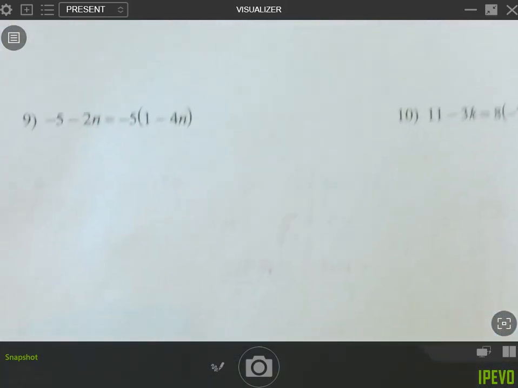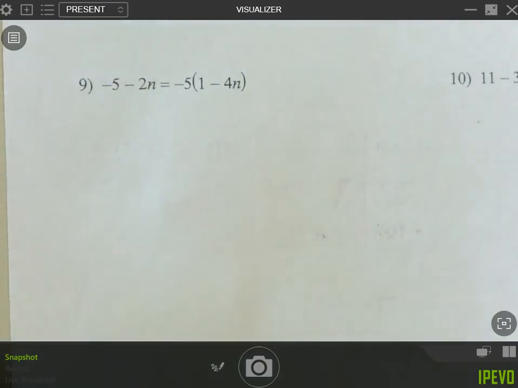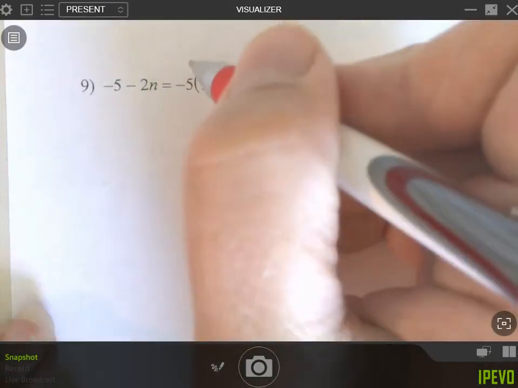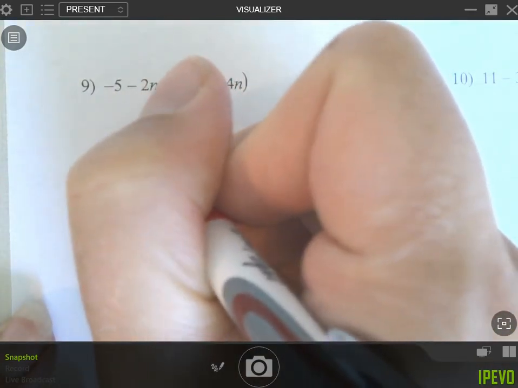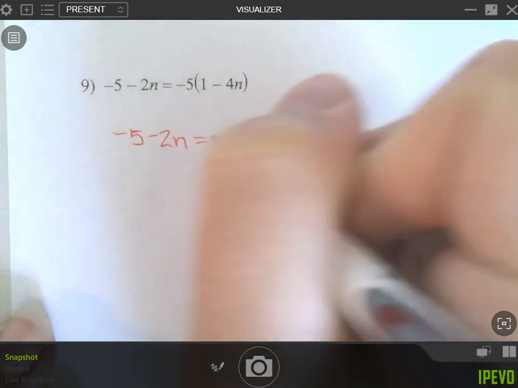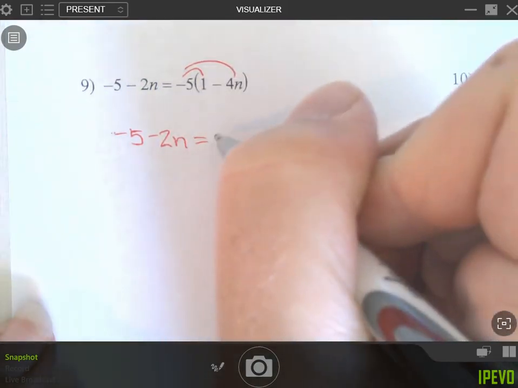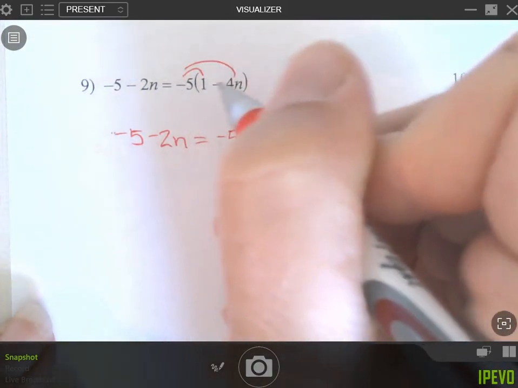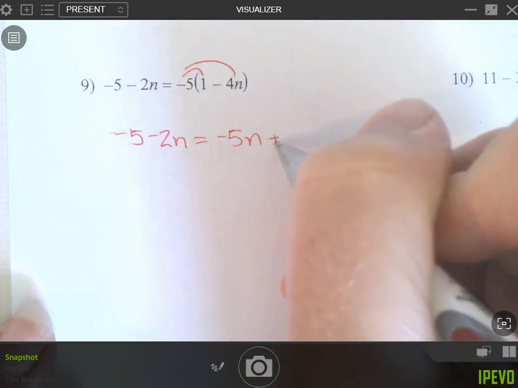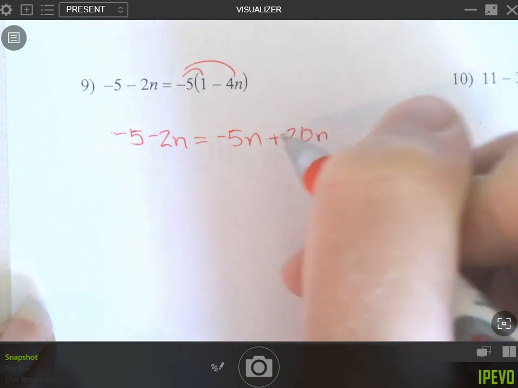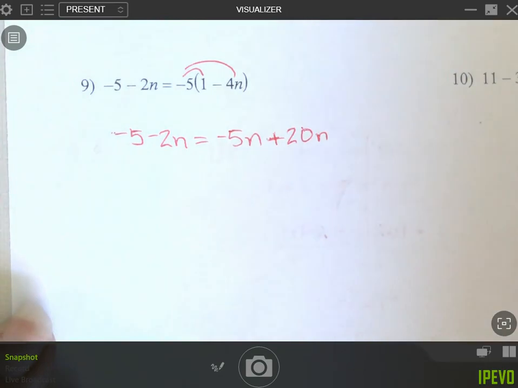These are the same idea, number 9. We are distributing and solving. The difference is now we have more stuff. So I'm going to leave that negative 5 minus 2n, and I'm going to distribute a negative. Now watch your signs. So I get a negative 5n, and then a negative times a negative is a positive 20n. So signs, numbers, variables.